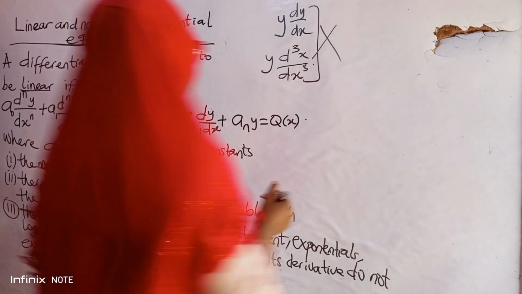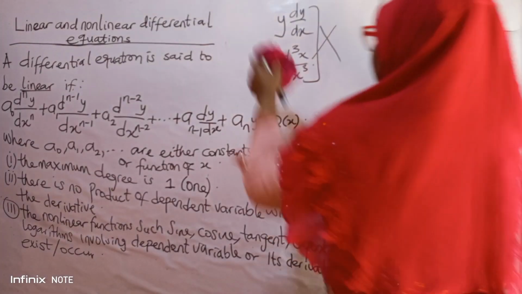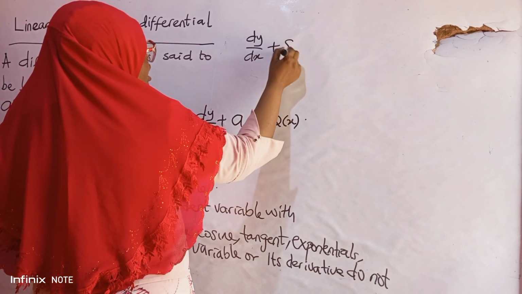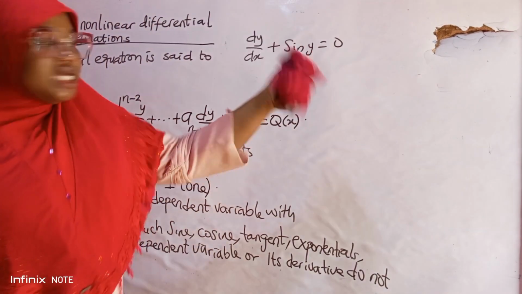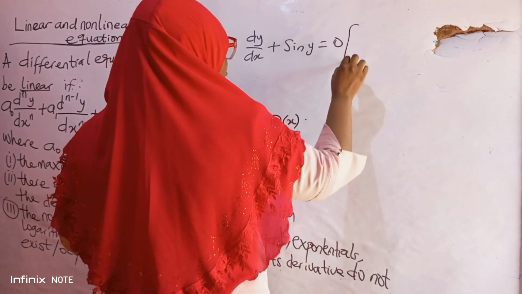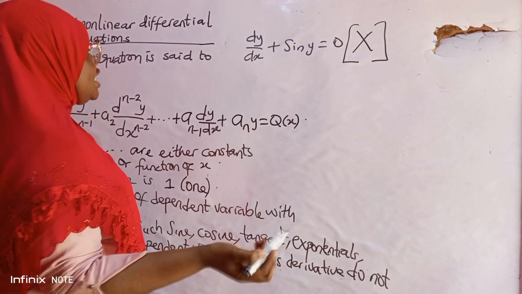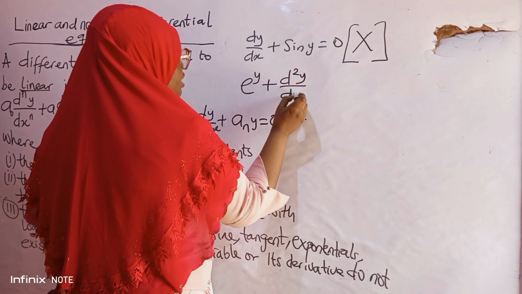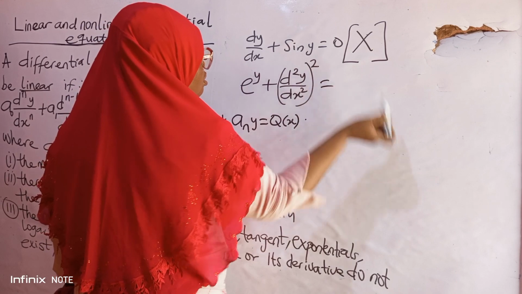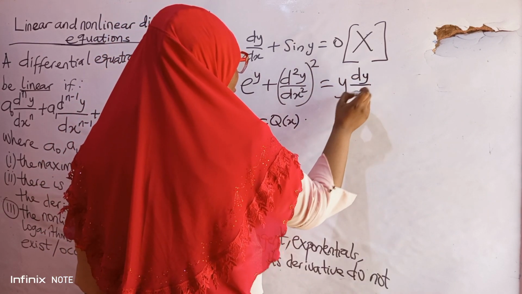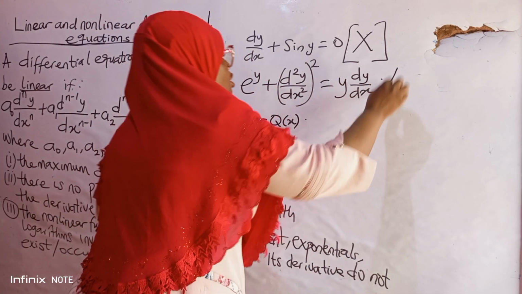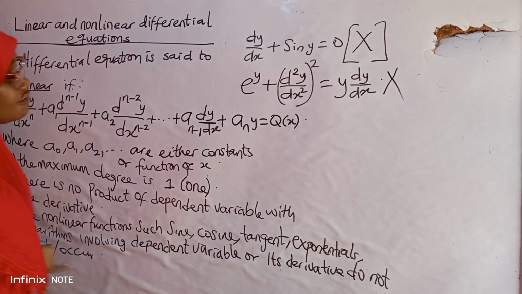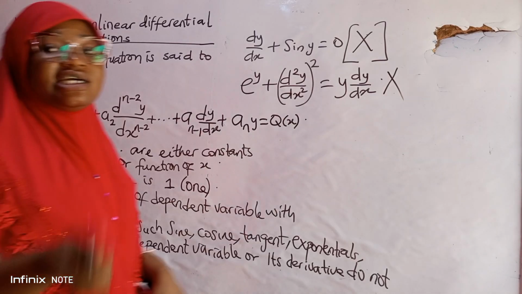That is, for a differential equation to be linear, you cannot have something like this. I cannot have dy/dx + sin y = 0. So this is not a linear differential equation. Then I cannot have e^y + (d²y/dx²)² = y dy/dx. So I cannot have this one as well. This one violated the third rule. I cannot have the exponential or logarithm of the dependent variable in a linear differential equation.